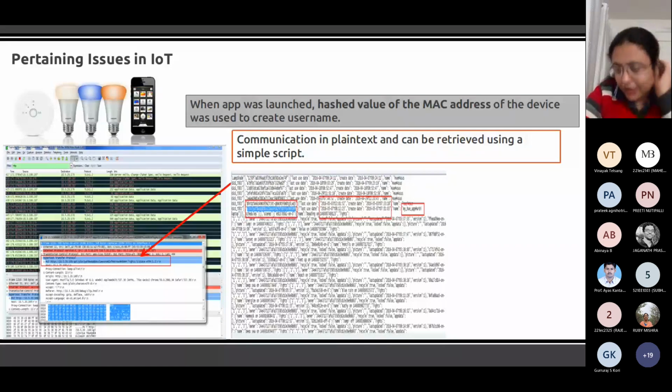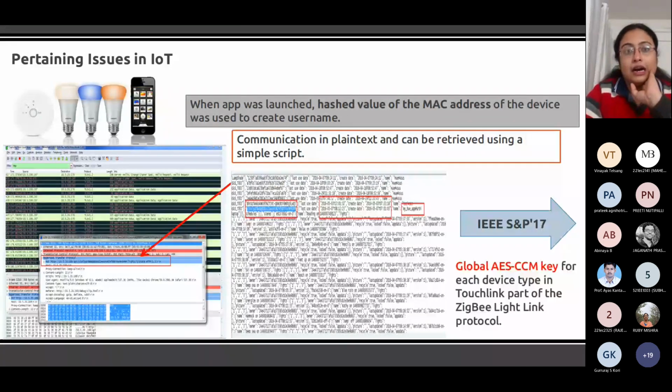Now, a more devastating part has come up: in IEEE S&P 17, it was found that all these lights were communicating with this bridge using ZigBee, and they are using the same AES-CCM key for all these lights. So if you break the secret key of one light, you can actually hack all the lights in the market with this manufacturing ID. Not only a particular smart light set, all the sets. So this is for each device type.